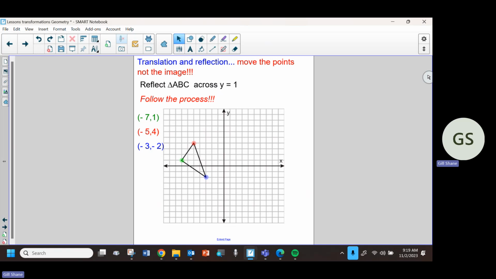Make sure you label your graphs when you do this. Don't just do the problem and not write on there that you reflected it across y equals one. You need to know what you did so you can go back and use that to help you with other problems. If you just have two images on there, that's not very helpful when you go back and try to do those other problems when we give them to you.